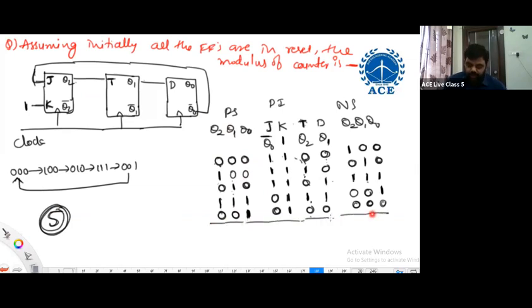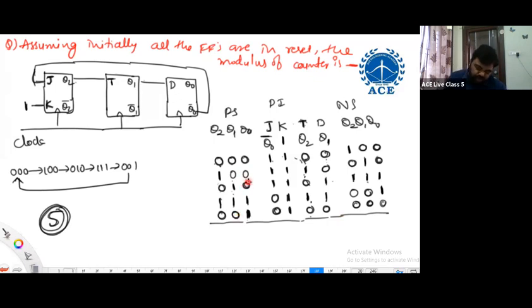So let us see what happens if the counter gets into an unused state. Unknowingly, the counter gets into an unused state. Let us see what happens. So these are used states. Remaining are unused states. The counter is not supposed to get into an unused state, that is our assumption. But unknowingly, when the system is started, it may be in an unused state. What may happen? Let us see.